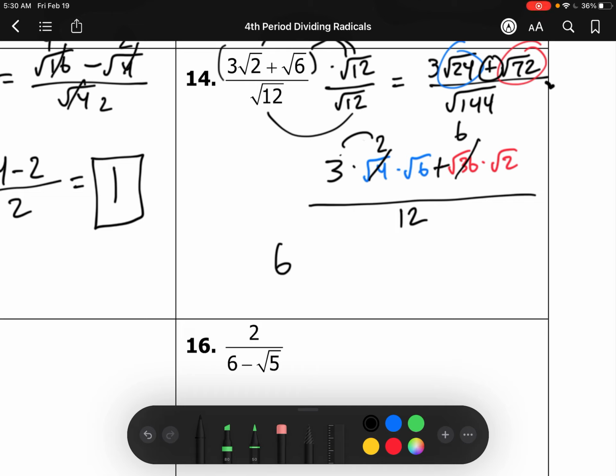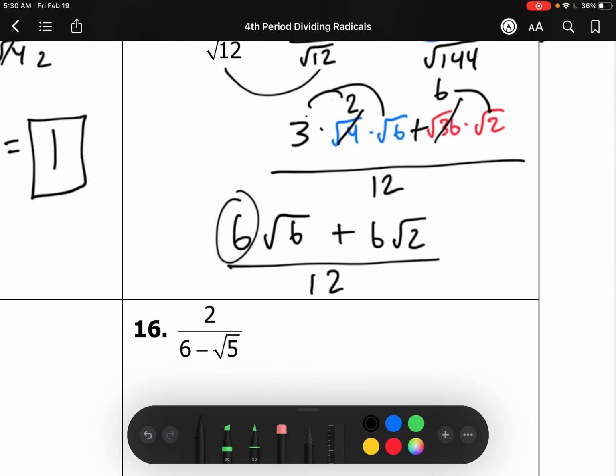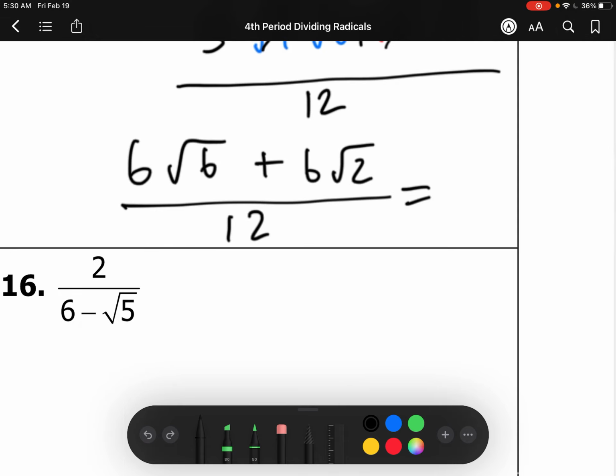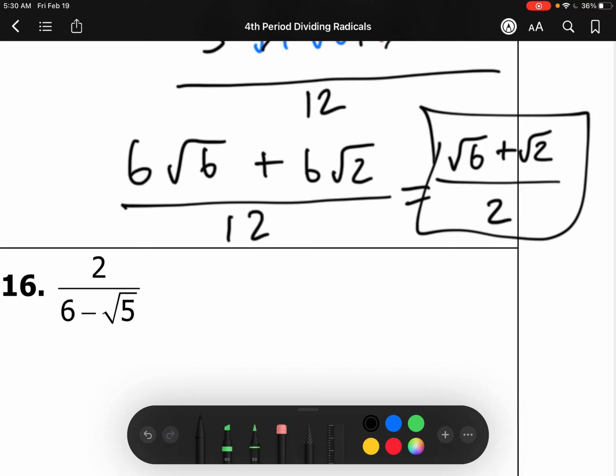3 times 2 is 6, times the square root of 6. So we have 6 times the square root of 6 plus 6 times the square root of 2, right here, divided by 12. And these 3 coefficients are evenly divisible by 6. So here 6 divided by 6 is 1. So this becomes the square root of 6 plus the square root of 2, right? This is divided by 6 and it's 1. And then 12 divided by 6 is 2. So we have the square root of 6 plus the square root of 2 divided by 2.